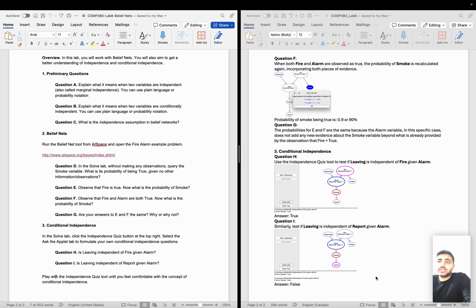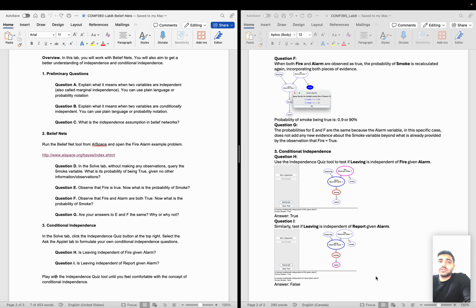In this specific case, the alarm does not add any new evidence about the smoke variable, because we already know that the fire is true. So whenever there is a fire, the smoke is the factor that will cause the alarm to go off. So I don't think there is any other answer for that.